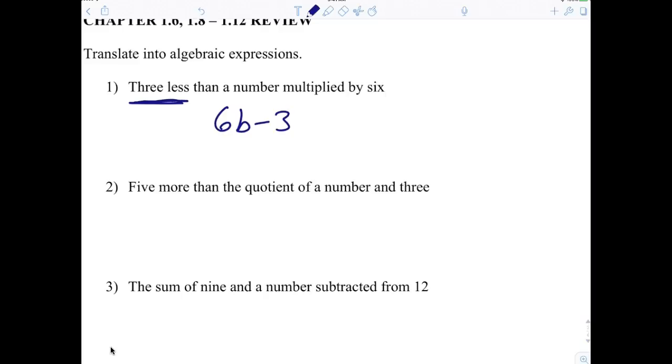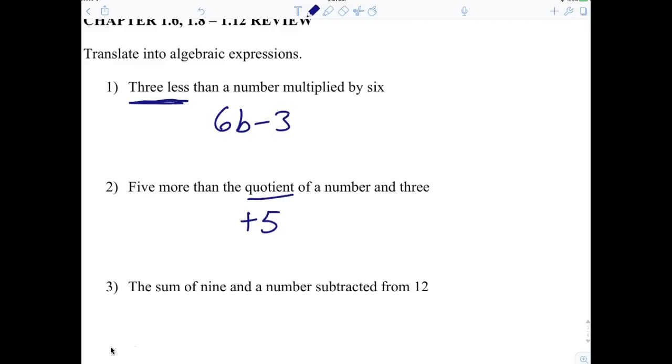Now, the mistake most people make, remember, when they see 3 less than, they do what? 3 minus. But not us. When we're 3 less than, that means we're subtracting 3 from something. All right. 5 more than. What does that mean? Plus 5. That is correct. Plus 5.